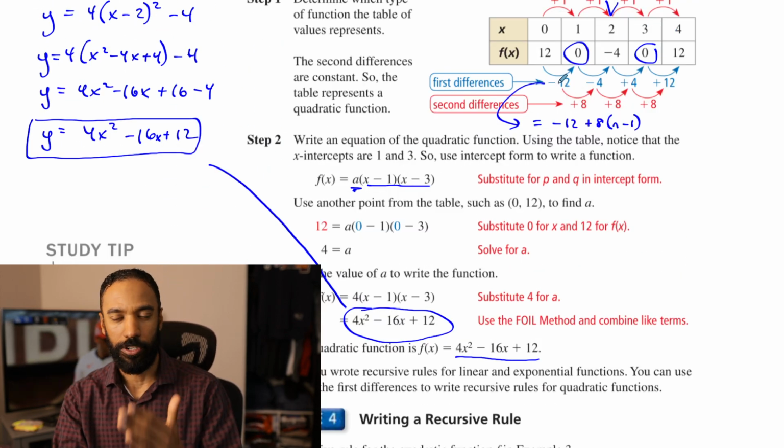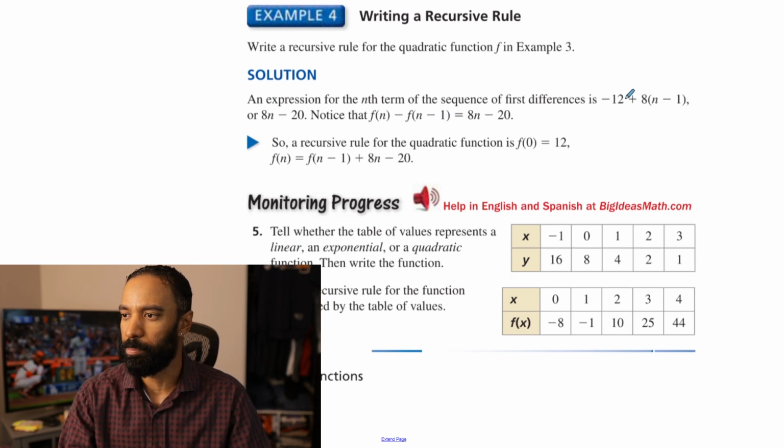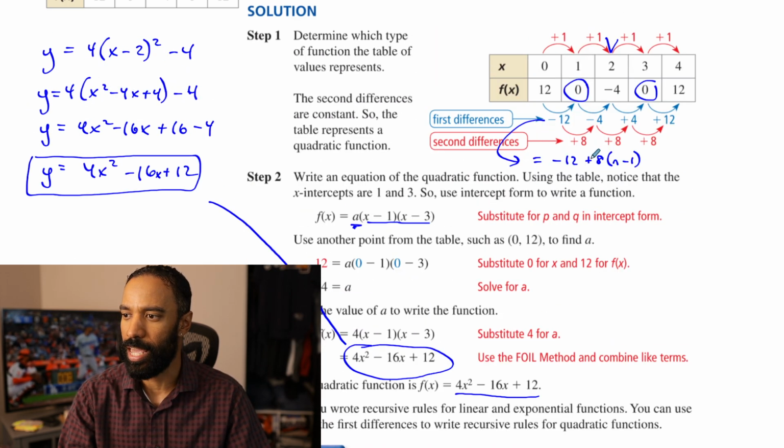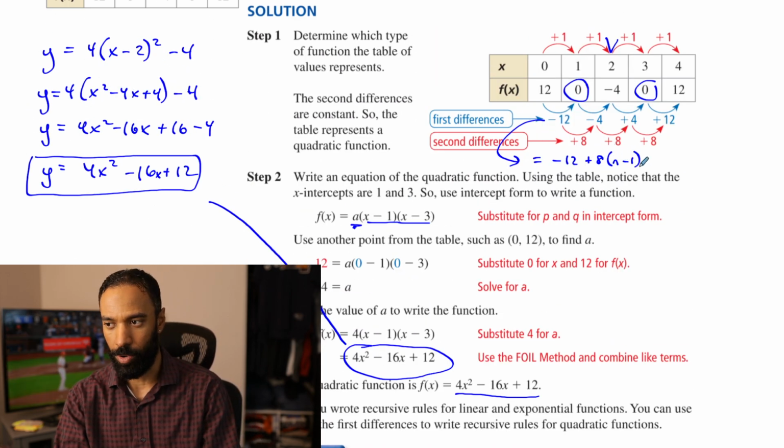Remember, negative 12 is the first difference, literally, that they had. And then they simplify that to 8n minus 20. So they distribute the 8 to n minus 1, 8n minus 8, and negative 12 minus 8 is negative 20.